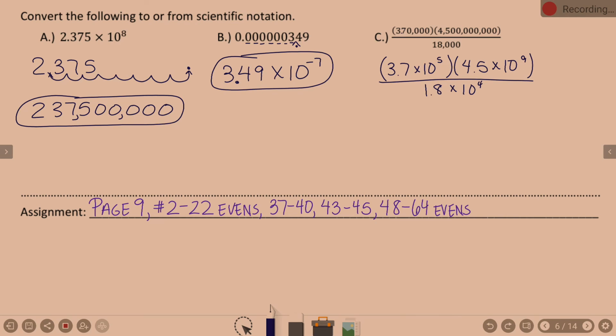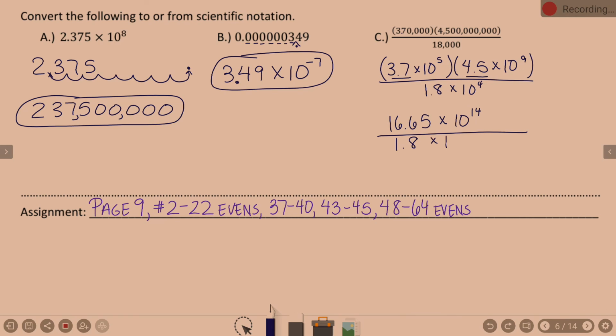Okay, how can I do this without just throwing it straight into the calculator? 3.7 times 4.5 and add the 5 and the 9. Okay, so if we clean up that numerator, number piece times number piece. Now, I agree, throw this into the calculator if you want. What is 3.7 times 4.5? 16.65. This is 16.65 times 10 to the 14, since we're multiplying and the bases are the same, you add the exponents, yes? Denominator is still 1.8 times 10 to the 4th.